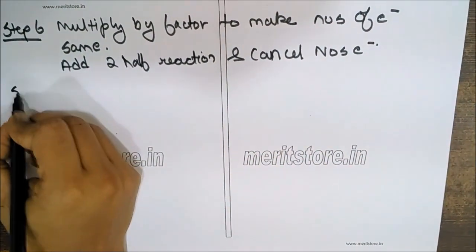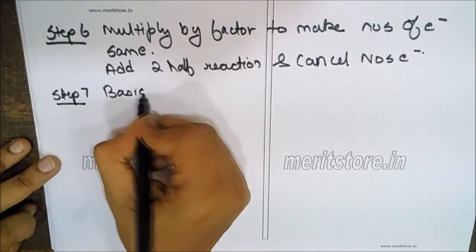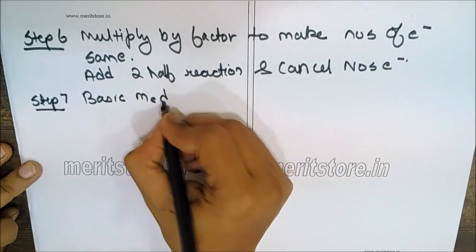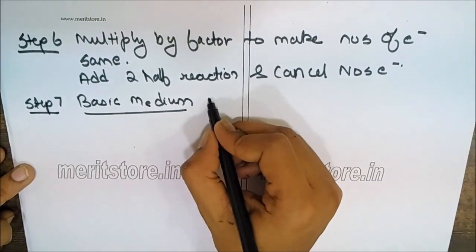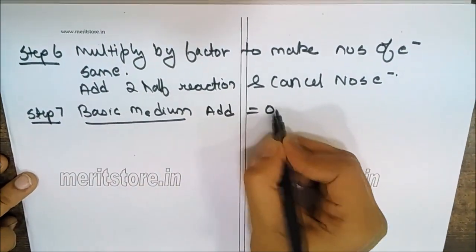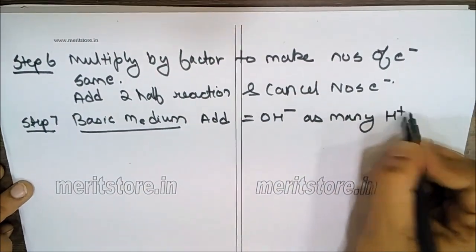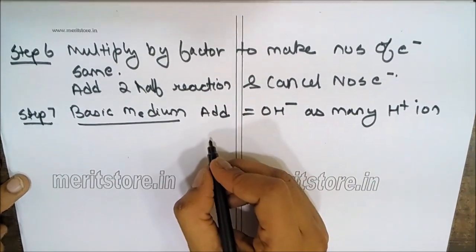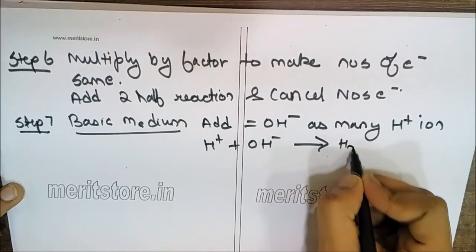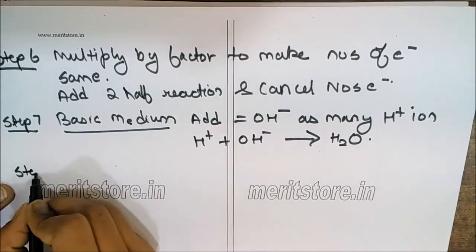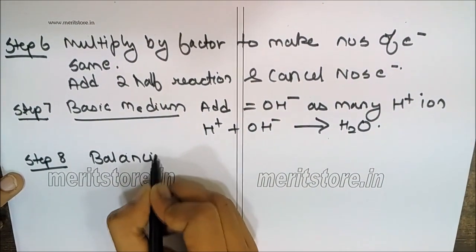Okay, and last step, if the reaction is happening in basic medium, the same rule which was followed in the oxidation number method, you will add an equal number of OH minus ions as many H plus ions are there. Okay, and H plus plus OH minus will give us a water molecule. And lastly, you will check balancing.